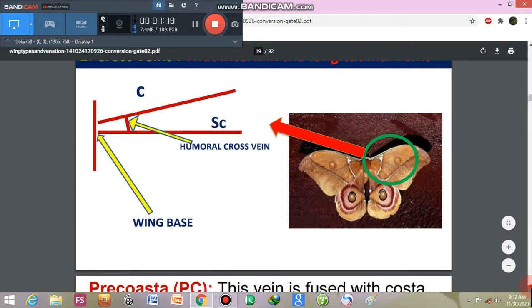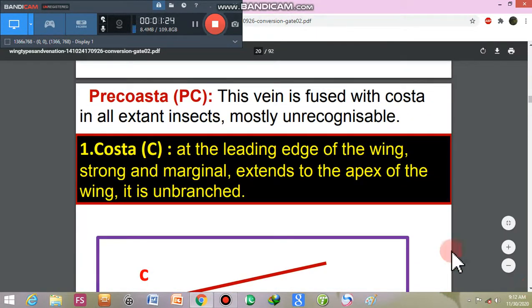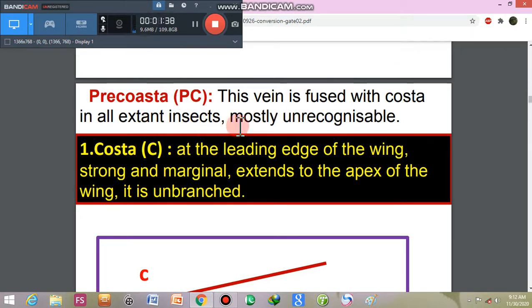Okay, next is how many types of veins are present in the insect wing. First one is the precosta. This vein is fused with the costa in all extant insects. The word extant is used for the developed or higher insects.